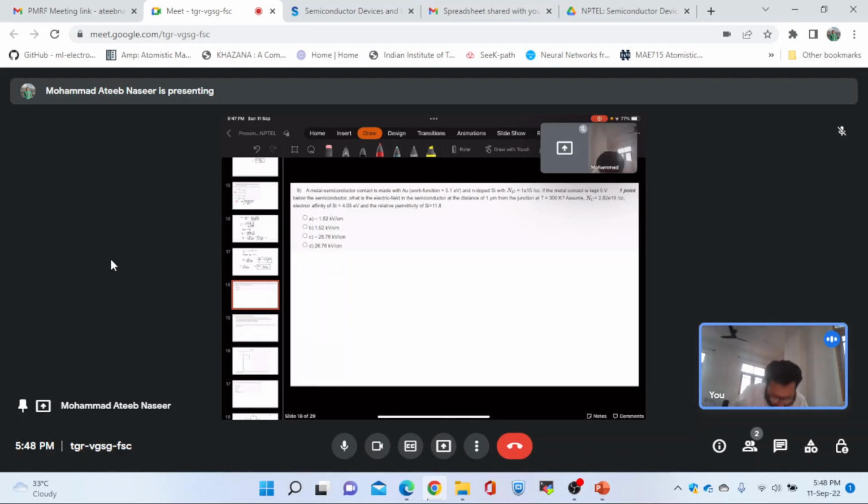This metal semiconductor contact is with Au. Au is gold, and this gold has a work function of 5.1 electron volts. The n-type doped semiconductor is silicon in this case, with a doping of 10 to the power 15 per centimeter cube. Now this metal contact is kept 5 volts below the semiconductor.